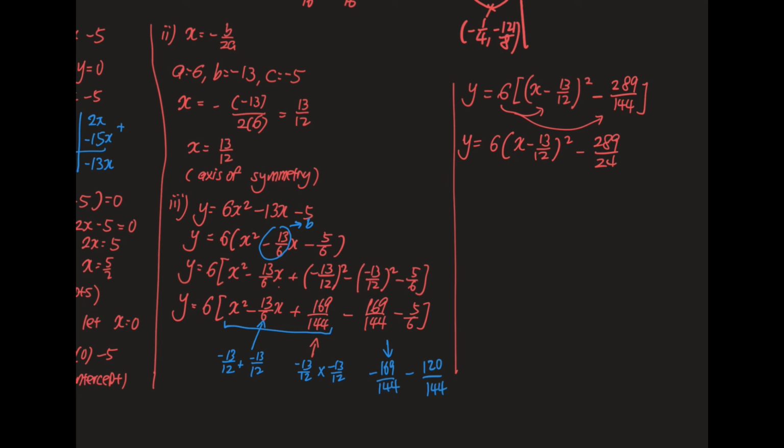Once you get these, that means you have done completing the square, and we have to get the turning point from here. We let the bracket equal to 0. X minus 13 over 12 equal to 0. X is 13 over 12. Then we let y equal to minus 289 over 24. So this is the turning point.